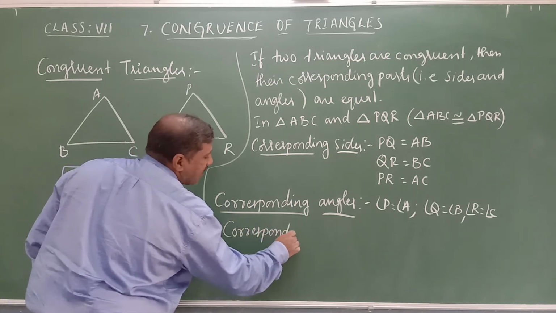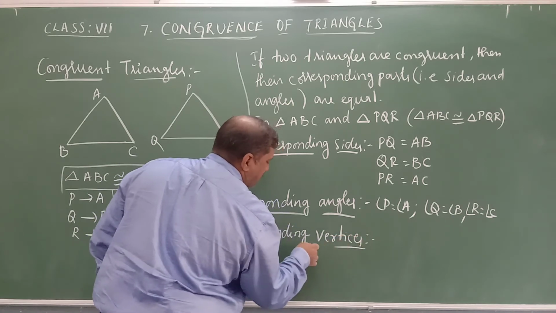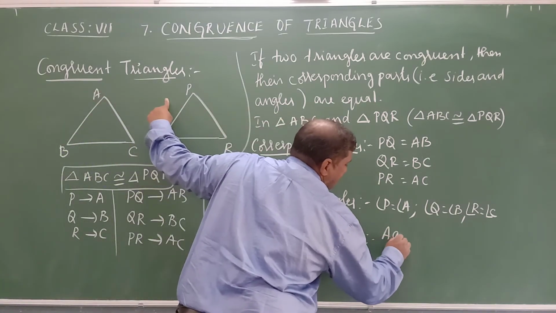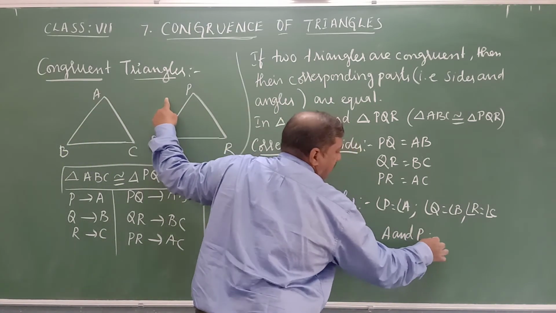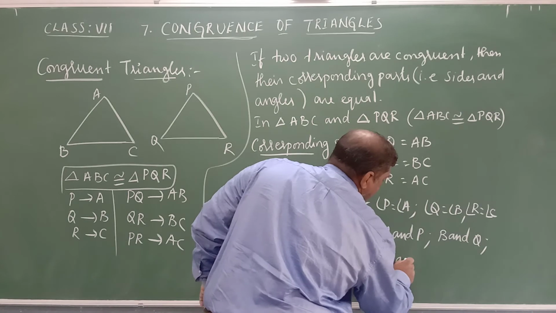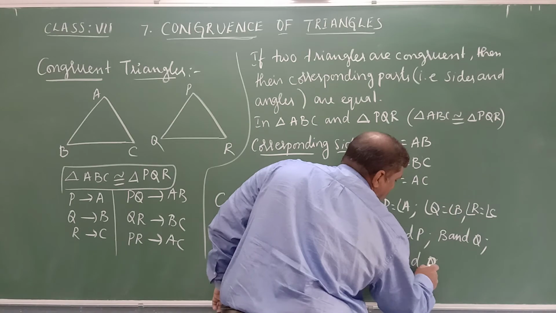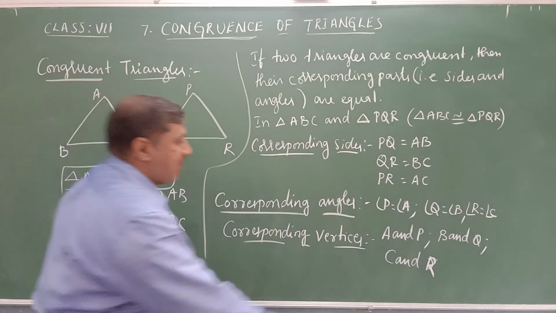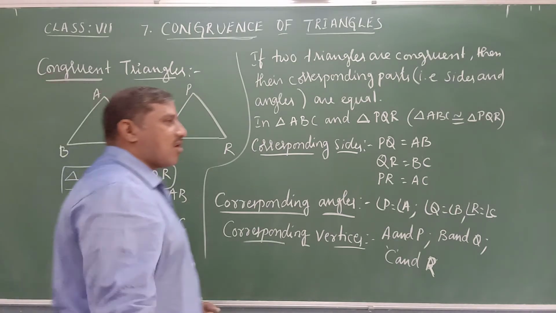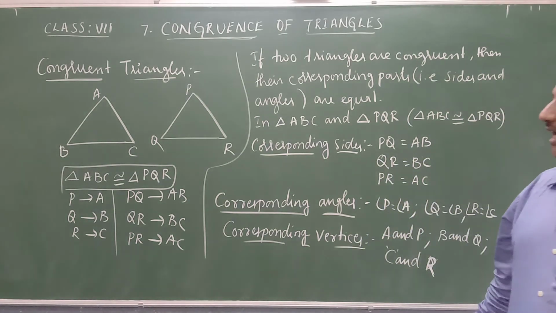And we have the corresponding vertices also. So what are the corresponding vertices? Here it is vertex A and vertex P, B and Q, and C and R. C and R is one pair of corresponding vertices. So if two triangles are congruent triangles, their corresponding sides and corresponding angles are equal.